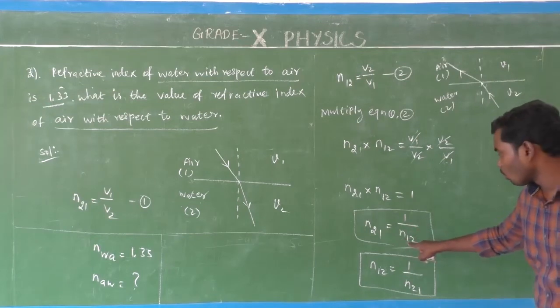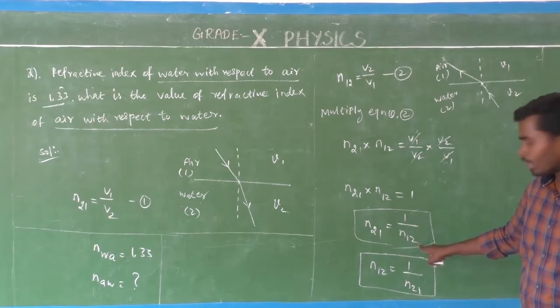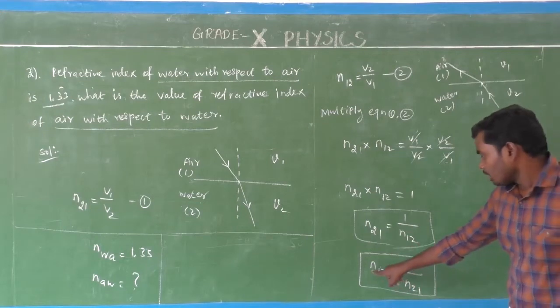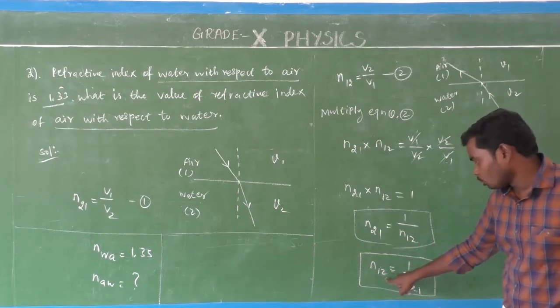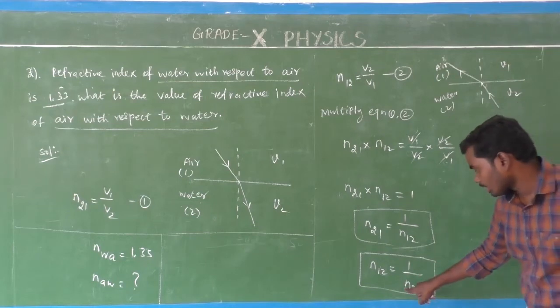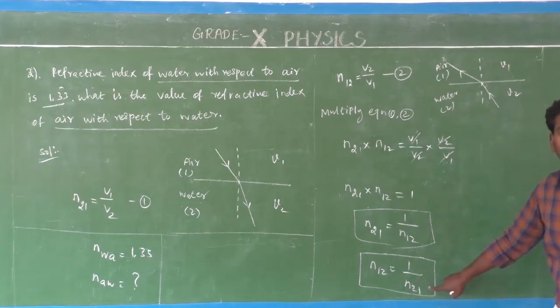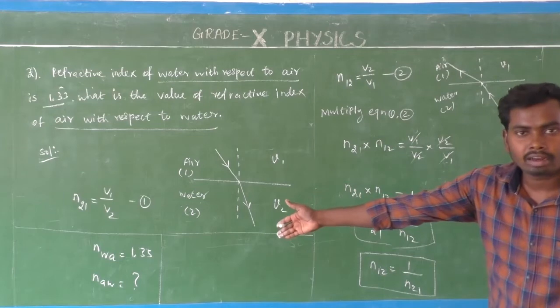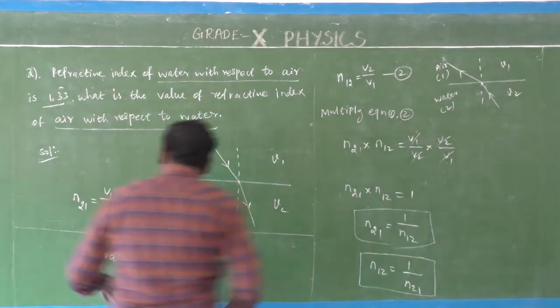Refractive index of medium 1 with respect to medium 1. Okay, medium 2. Listen here. Refractive index of medium 1 with respect to medium 2 is equal to the reciprocal of the refractive index of medium 2 with respect to medium 1. You apply the same formula here.